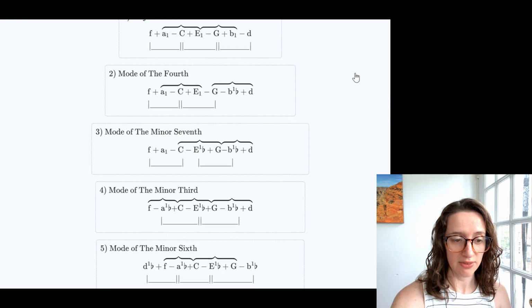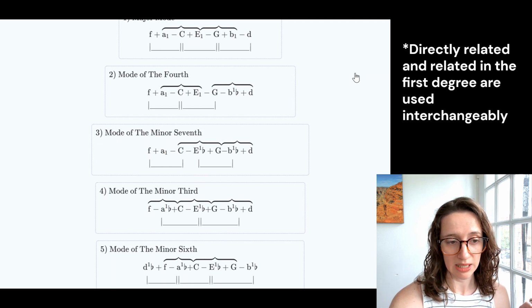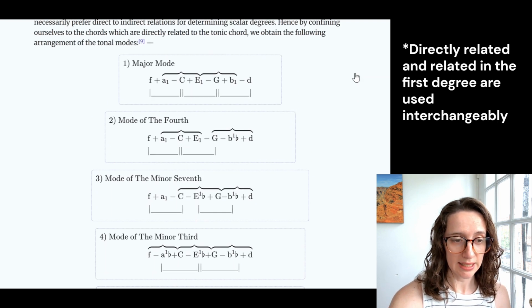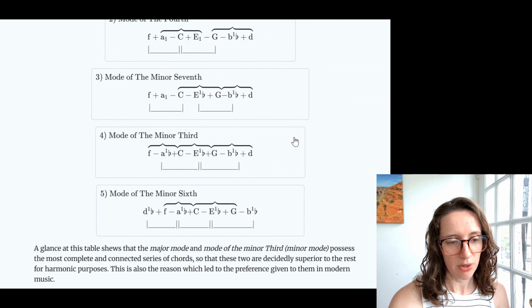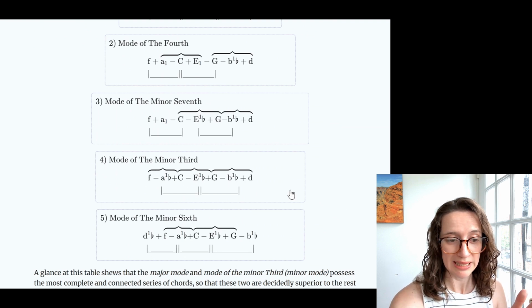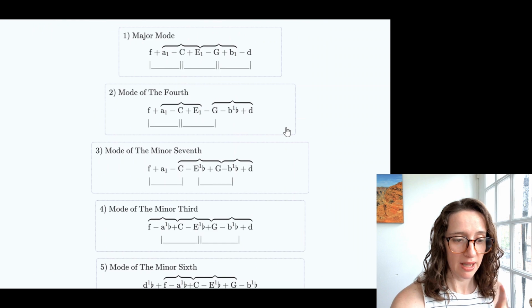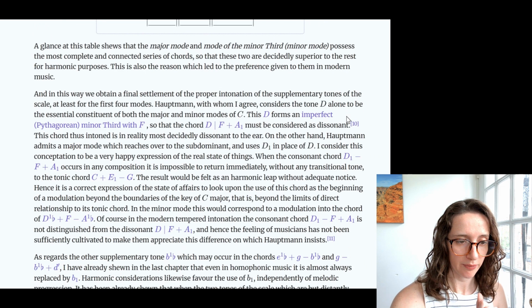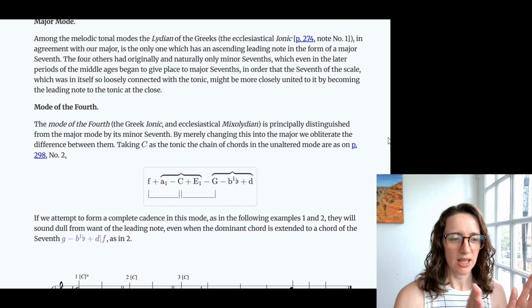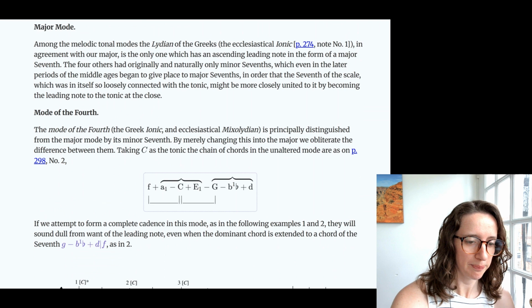In this series of diagrams, we have only the consonant chords directly related to the tonic, and we can see that the major mode and the mode of the minor third are more complete and connected than the other modes, but the minor mode less so than the major, which he goes into more depth with in his examination of each mode individually.